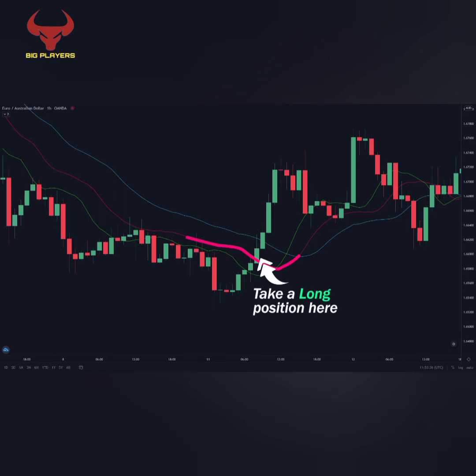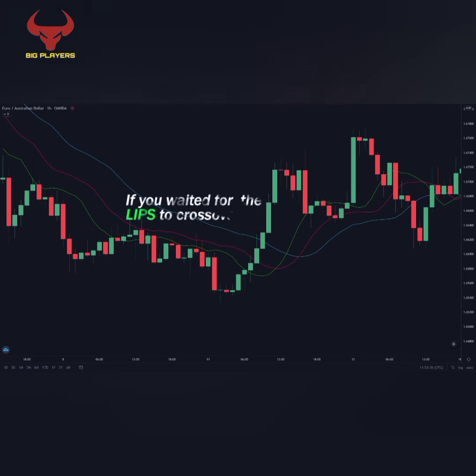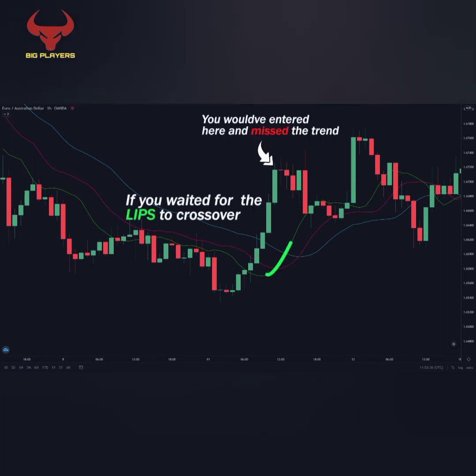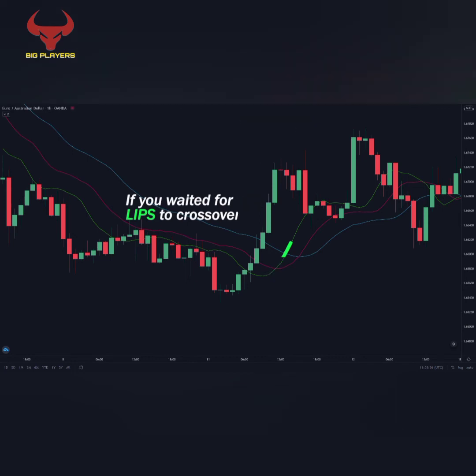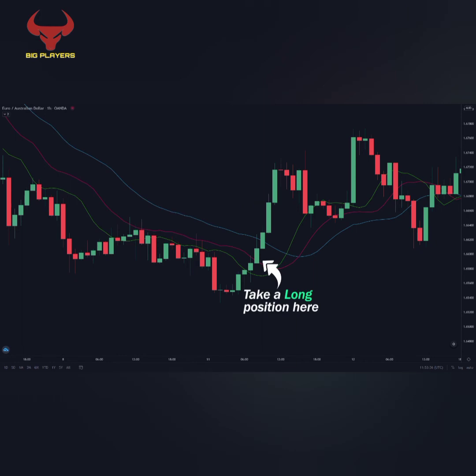So if we used this method instead of the traditional method, we actually caught the trend early. If we used the traditional way of waiting for the green line to cross over the other lines, you would have missed the trend here because it's a very late indicator. So that was my entry signal, and our exit signal is actually very simple as well. You close your trade when a candle hits the green line, the lips.